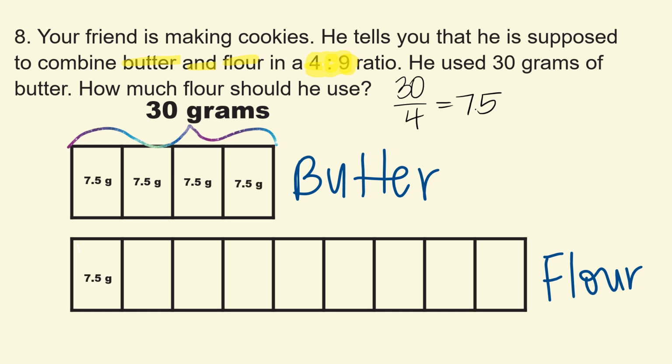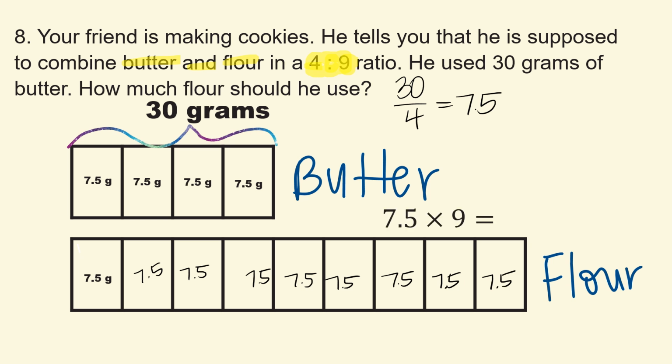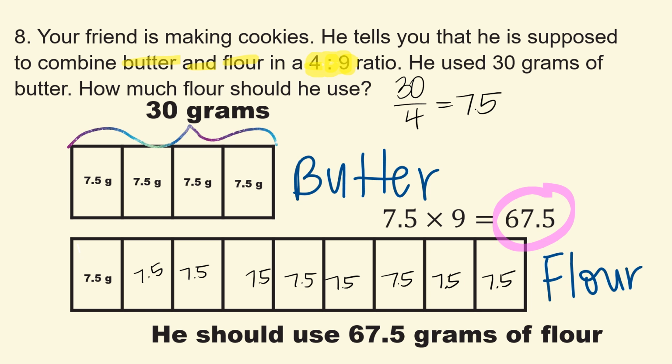Now, if we put 7.5 grams in every one of these boxes, right, so 7.5, 7.5. You can add this up 9 times, that's fine, but what would be the faster way to do this? Multiply 7.5 times 9, right? So you could do 7.5 times 9. Right, so add that up 9 times. That equals 67.5. Right, so that's our answer, and to put that into context, we would say your friend should use 67.5 grams of flour.